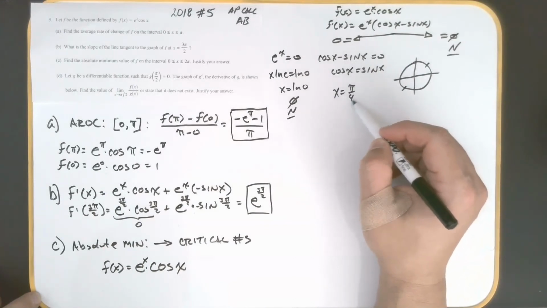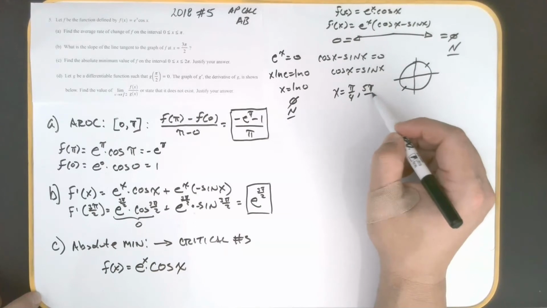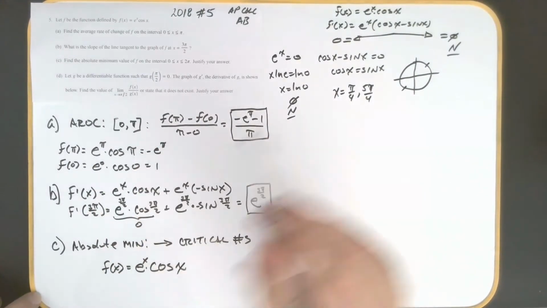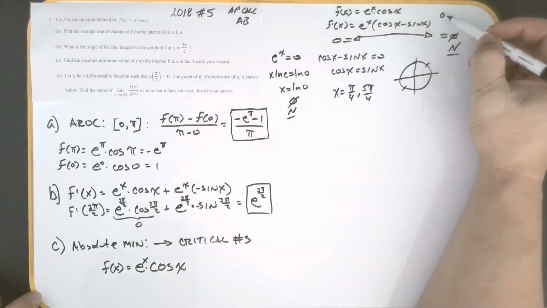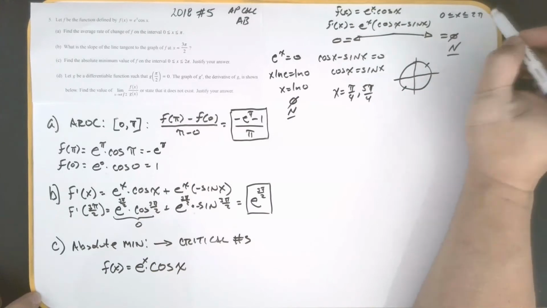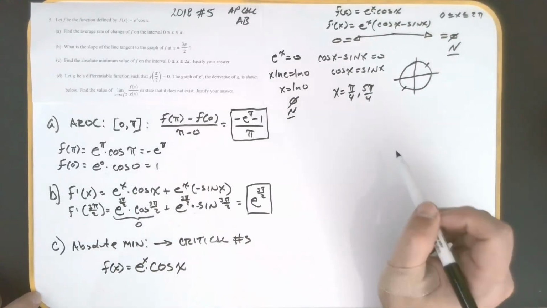And you just want to double check that the domain on this question was 0 to 2 pi. The first part, it was only 0 to pi, but this is 0 less than or equal to x less than or equal to 2 pi. So I do get to use both of those values. So there's my critical numbers.